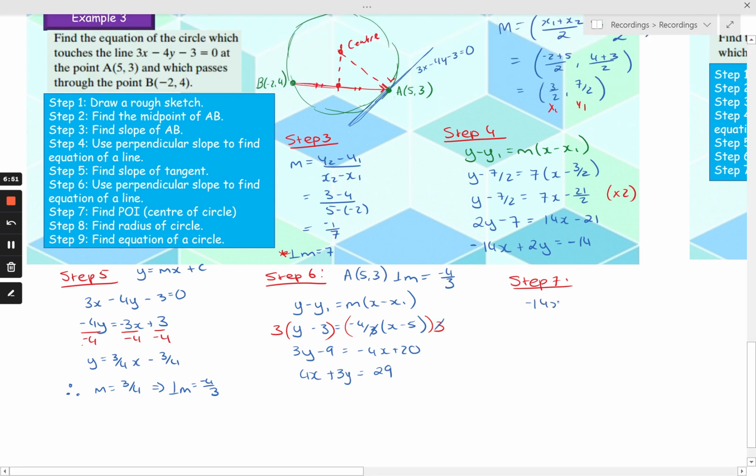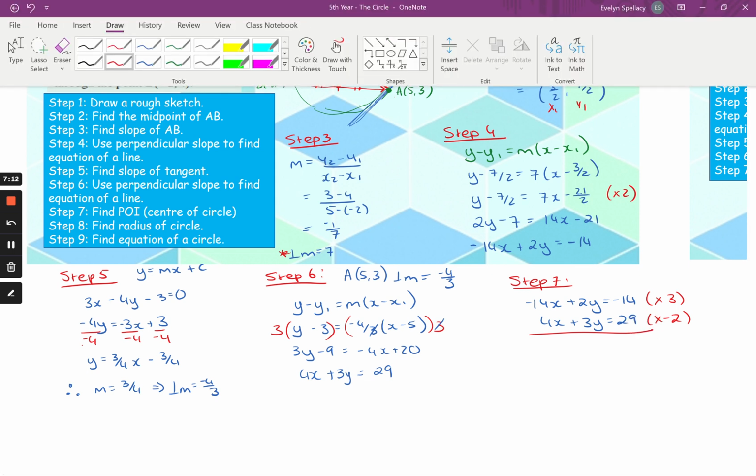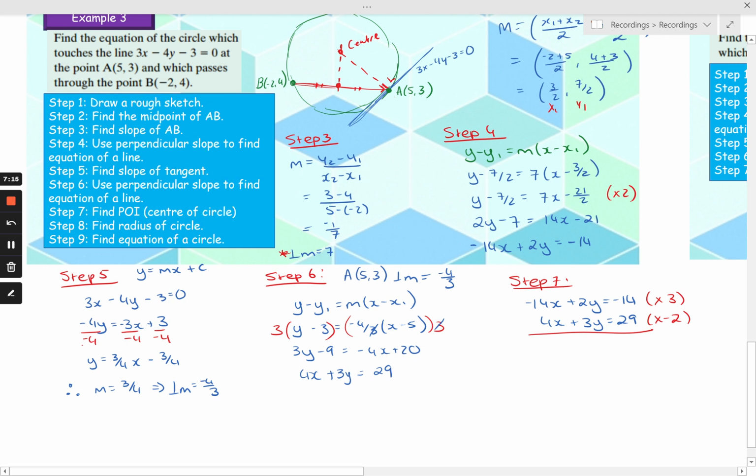So I have minus 14x plus 2y is equal to minus 14. I have 4x plus 3y is equal to 29. Personally, I'm going to try and get rid of the y's to keep the numbers small. So I'm going to times the top line by 3 and the bottom line by minus 2. So that means I'm going to have 14 times 3 gives me 42, so I get minus 42x plus 6y is equal to minus 42. Minus 2 by 4 gives me minus 8x minus 6y is equal to 29 times 2 is minus 58.